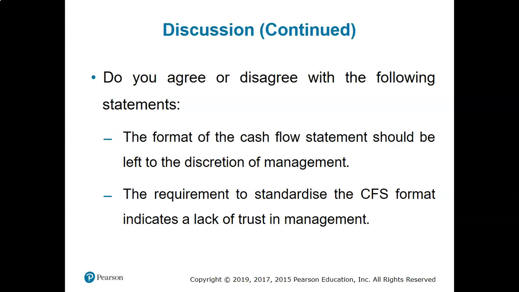Next, the format of the cash flow statement should be left to the discretion of the management. Do you agree? No, it shouldn't. If they follow the direct method, they should follow that format. If they follow the indirect method, they should follow that particular format. If the format is at the discretion or choice of the organization, then the statements will lose their comparability. And obviously, according to accounting standards, we have to follow that particular format to make it more comparable, usable and understandable to the users of the financial statements.